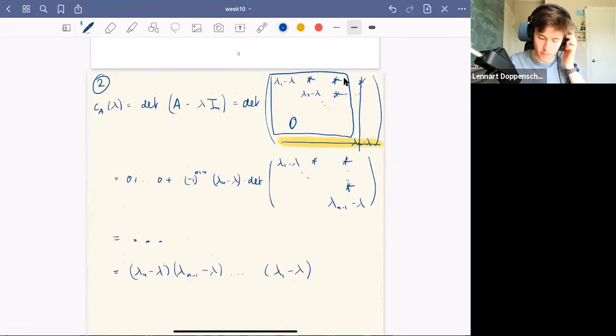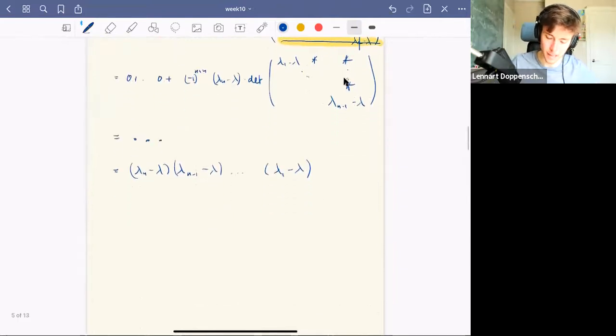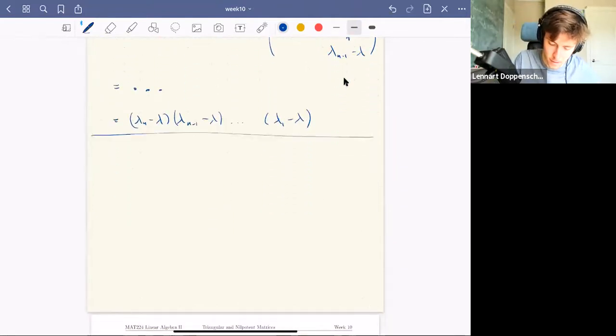Now, what happens if we plug in A itself? So C_A of A itself. So we apply the characteristic polynomial of the matrix A to A itself.